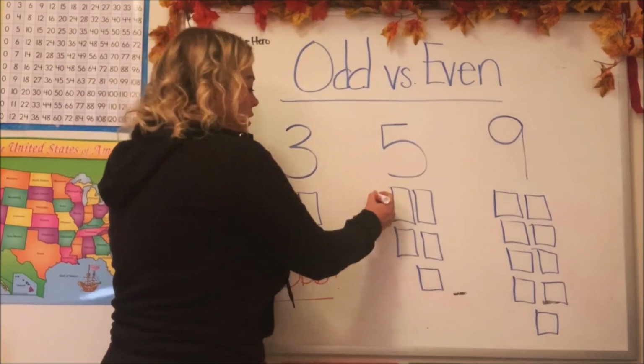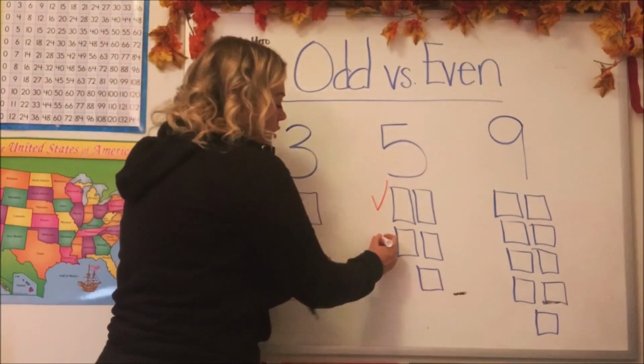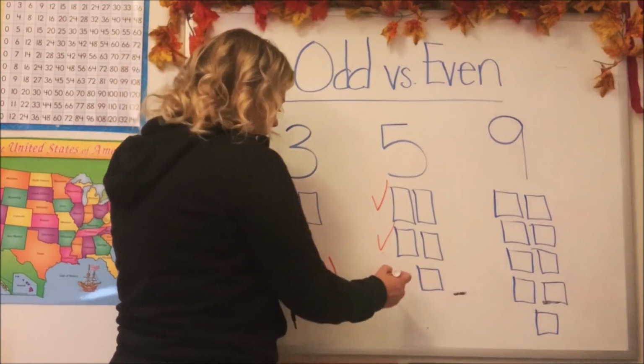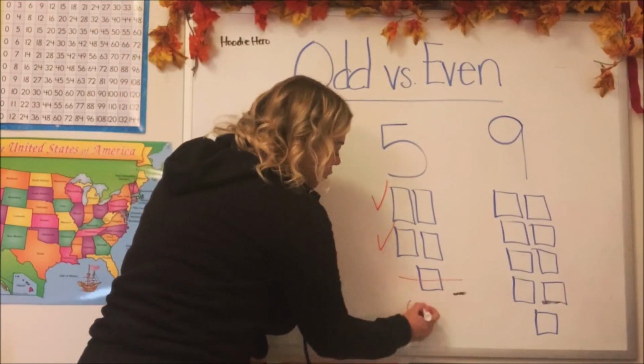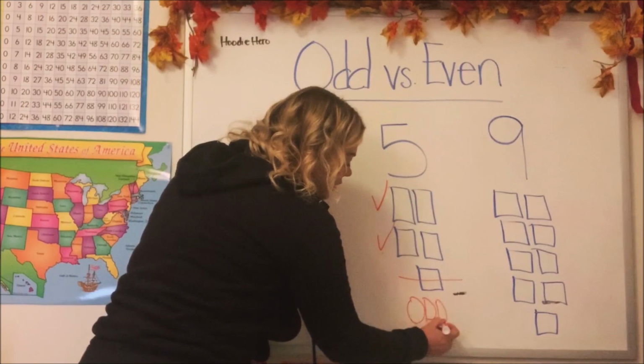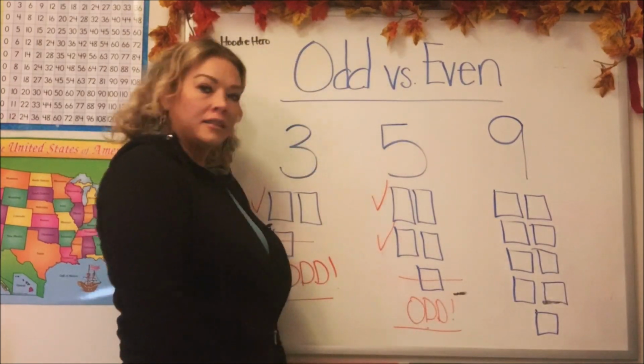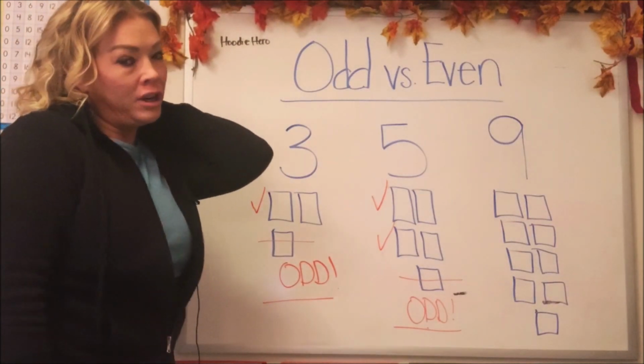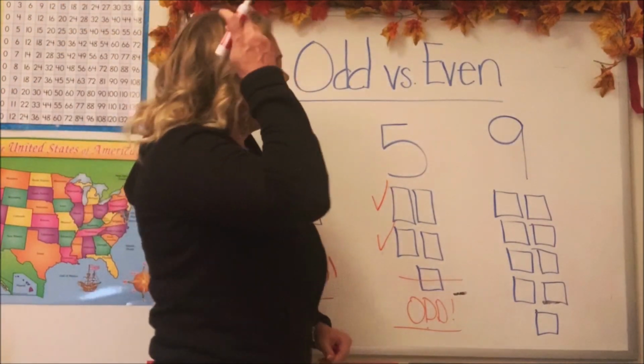We have partners here. We have partners here. Do we have partners here? No, we don't. Wah, wah. This one's odd too, isn't it? Oh my gosh, 2 odds, guys. Do we think 9's going to be odd or even? What do you think? Let's try it.